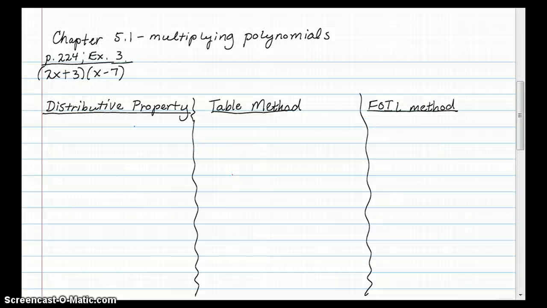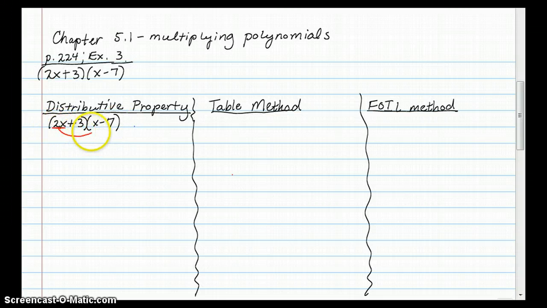Okay, we're continuing on with multiplying polynomials. This example is from page 224, example 3. The book has done it in one manner, but I'm going to show you a couple of others. The distributive property is what the book is showing you. The table method is a shortcut for the distributive property, and the FOIL method is pretty much also a shortcut for the distributive property. So let's go ahead and start with the distributive property since it's something you have done before. We have 2x plus 3 times x minus 7. I'm going to use a different color here.